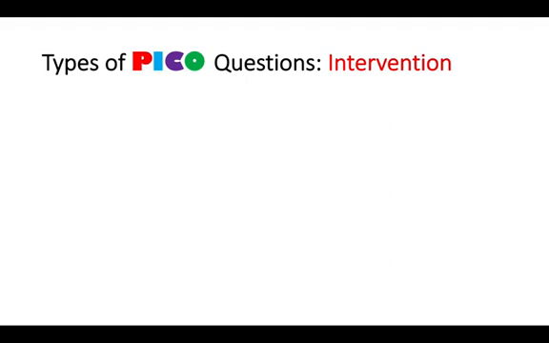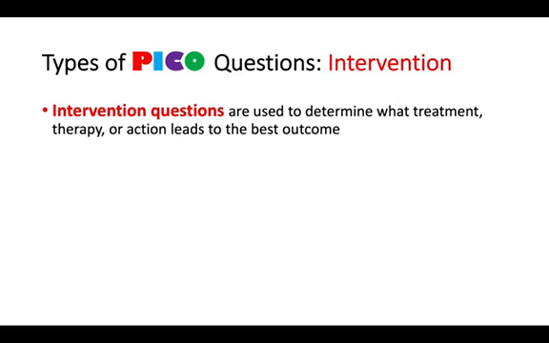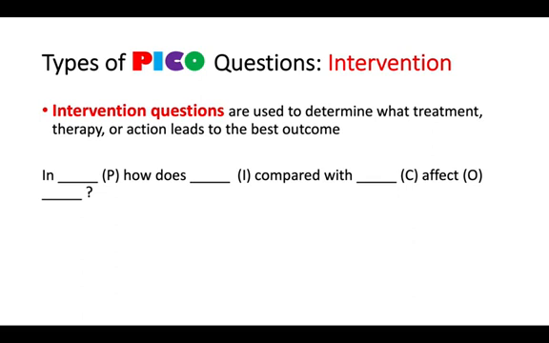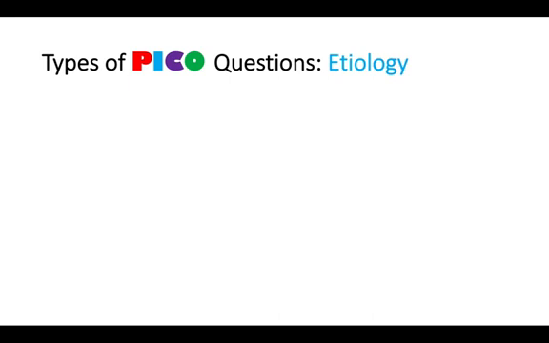So the types of PICO questions, we're going to start with the intervention type because we spend most of our time here, figuring out or wanting to find evidence on what intervention is the best for improving whatever outcome. So intervention questions are used to determine what treatment, therapy, or action leads to the best outcome. And what just appeared is the template, and I highly suggest that you always use templates to draft your question so that you will get the PICO question correctly. So: in blank, how does blank compared with blank affect blank? And we will have some examples shortly in the next video.